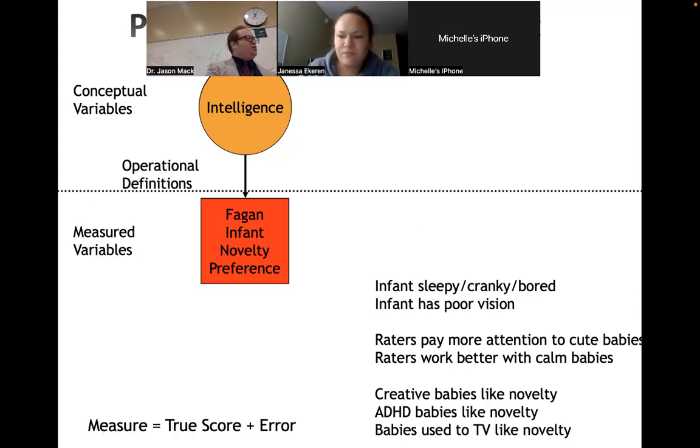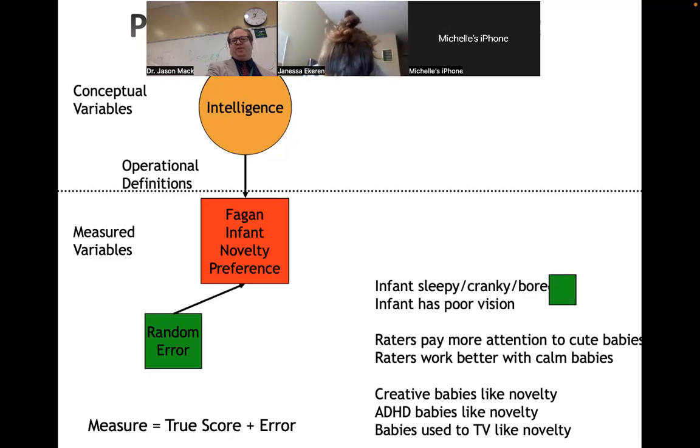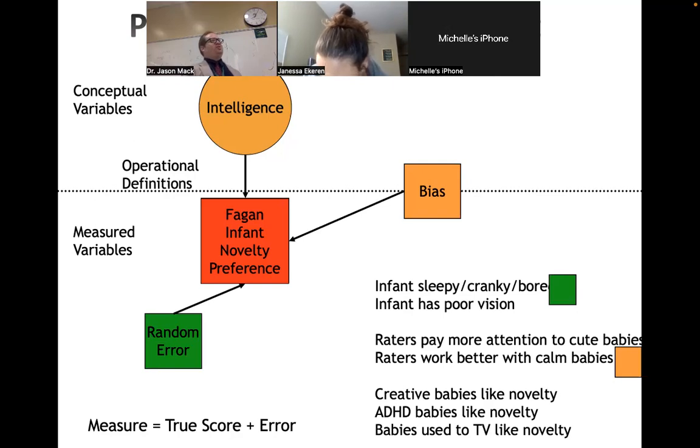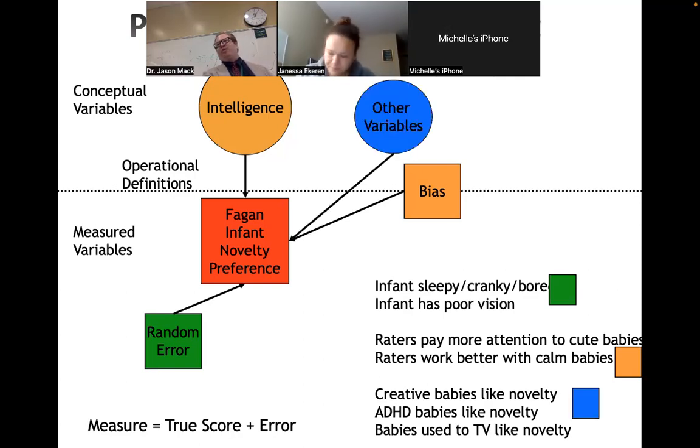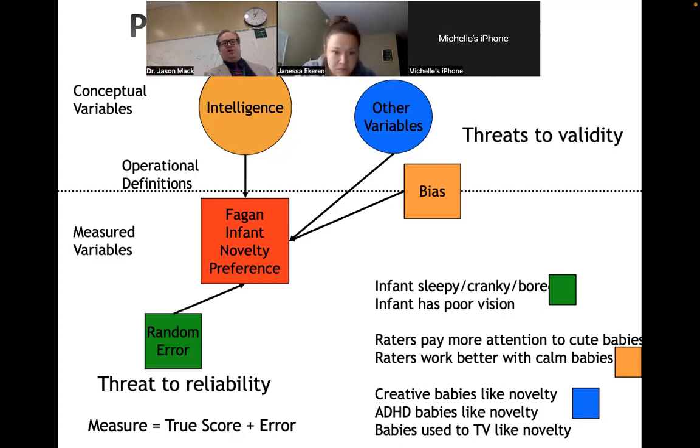So a measure is a true score plus the amount of error. You could have random error, like the infant's cranky or bored. You could have a bias, like cute baby, shorter sentences for people with shorter jail sentences. Other variables, things you didn't account for, could make it invalid or unreliable. Threat to reliability: random error, consistency of results. Threats to validity: other variables, like you didn't account for things.